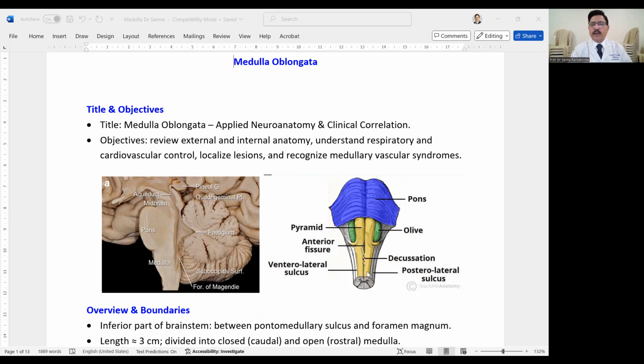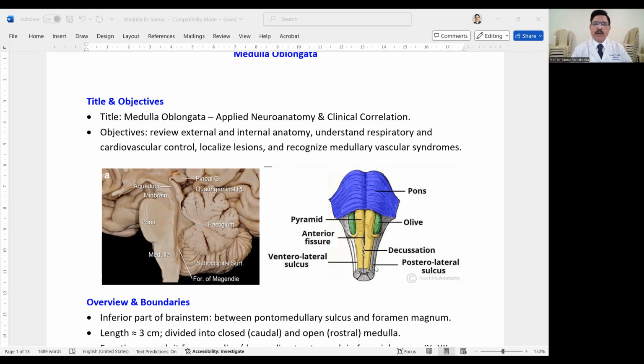There is a posterolateral sulcus, a ventrolateral sulcus and a median sulcus. Three sulci are there which the blood vessels traverse, and some nerves emerge through the spaces there.